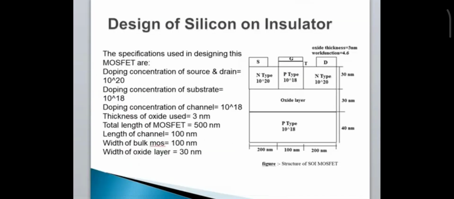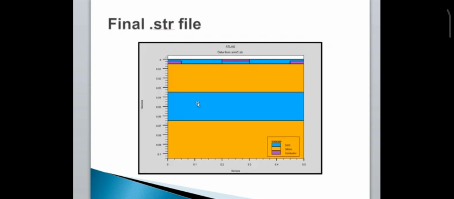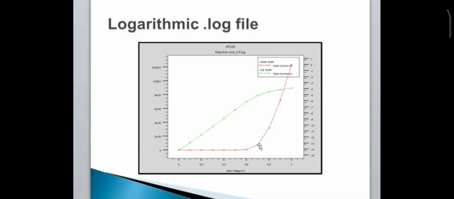Go to the PPT. This is my proposed structure. This is my final result file. That is the .str structure file. Next one is the .log file. The log file contains two curves, a linear curve as well as a logarithmic curve. The left side of the y-axis is in logarithmic form and the right side of the y-axis is in linear scale.